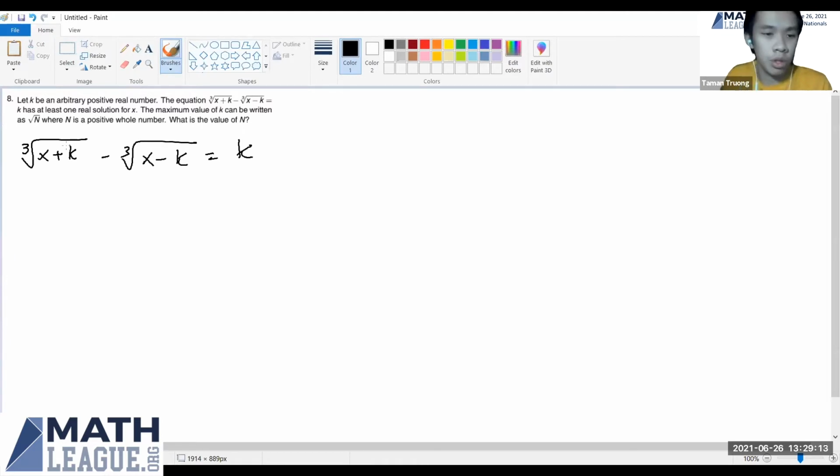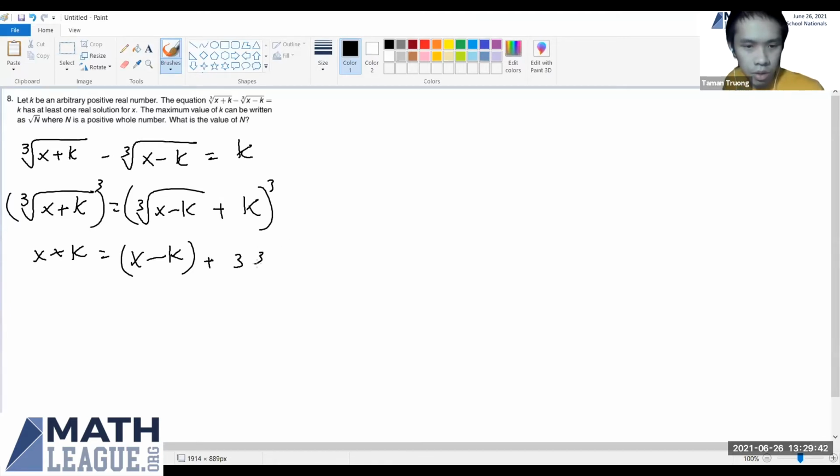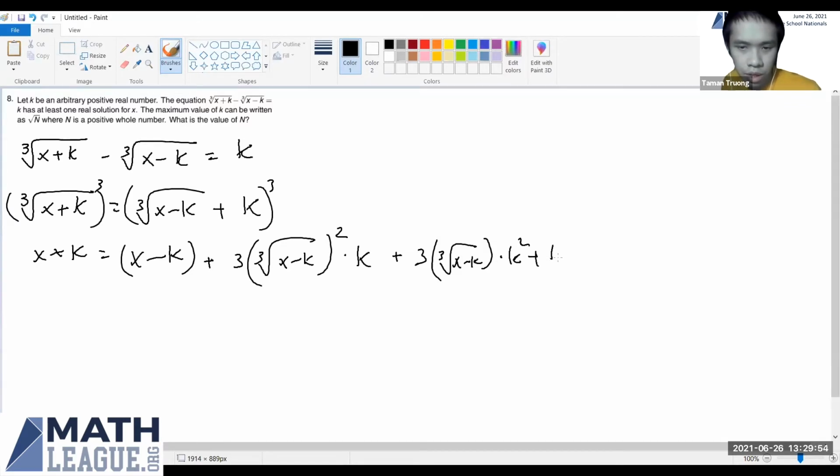So I just rewrote this equation to work with. We want to eliminate these cube roots because we don't particularly want to work with them. So we're going to move them to the other side and cube both sides. We can use the binomial theorem to expand the right side. We get x minus k plus 3 times the cube root of x minus k squared times k plus 3 times the cube root of x minus k times k squared plus k cubed.